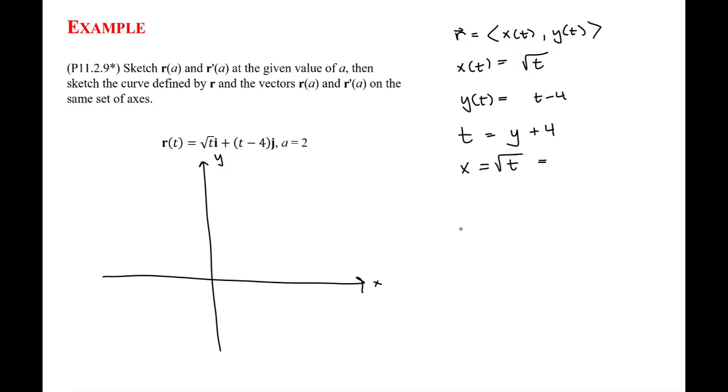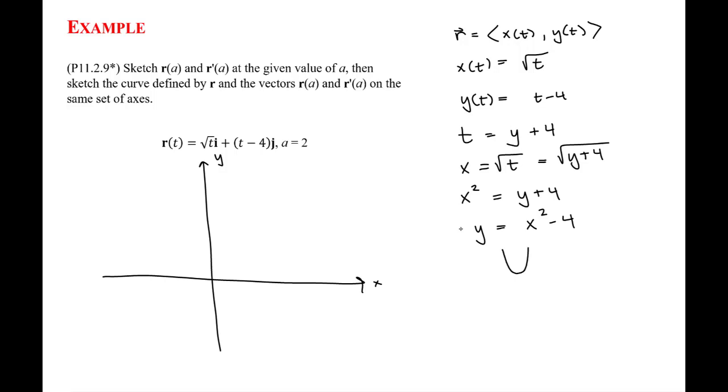X is equal to root y plus 4. And if we take the square of both sides, we get x squared is equal to y plus 4, or y is equal to a parabola given by x squared minus 4. This is something that I know how to graph. I know how to graph y as a function of x. So let's take advantage of that.